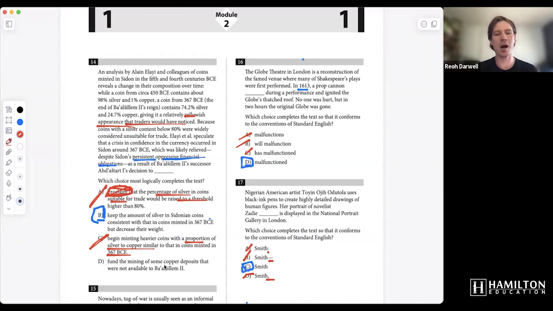And then finally, copper deposits are not good enough, right? We need to have silver because we want to have silver coins. So that is how we arrive at B. We need to have B for these coins because they need to be silver as opposed to having copper in them whatsoever. So that is how we arrive at B for this question 14.